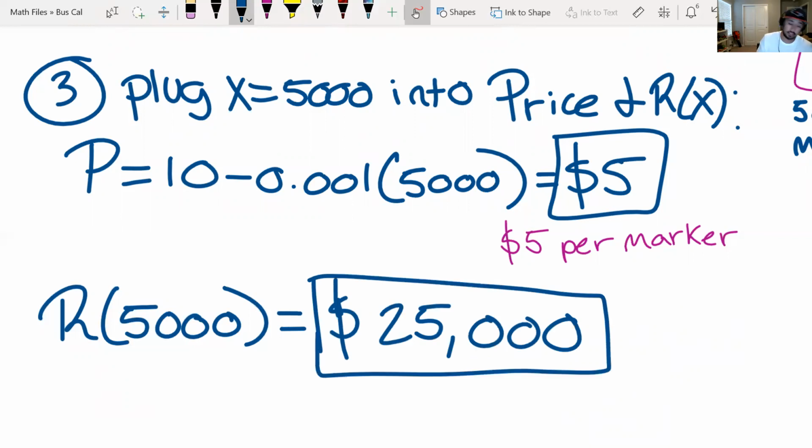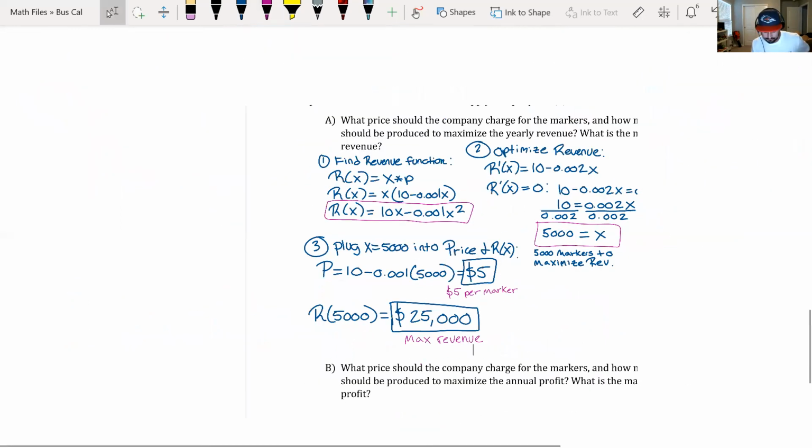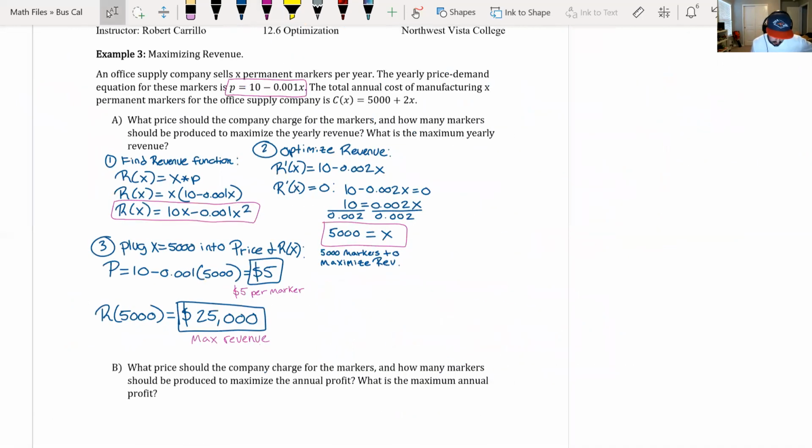And I guess one way to check your work is, well, what's 5 times 5,000? That's 25,000. Pretty neat. And this is our maximum revenue. There you go. A is done.